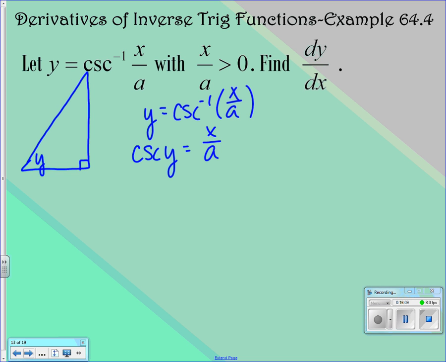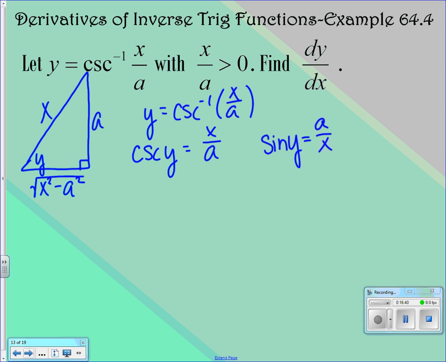Our angle is y. Now the cosecant is the same thing as the sine of angle y being a over x. So sine would be opposite over hypotenuse. And then this side here is going to be the square root of x squared minus a squared.